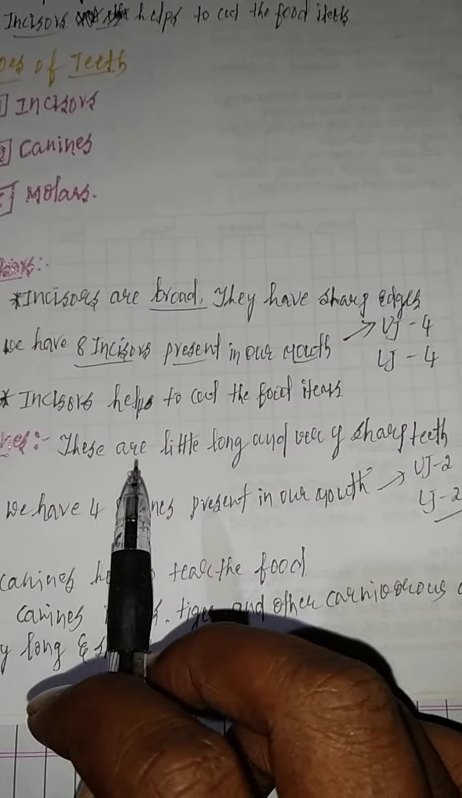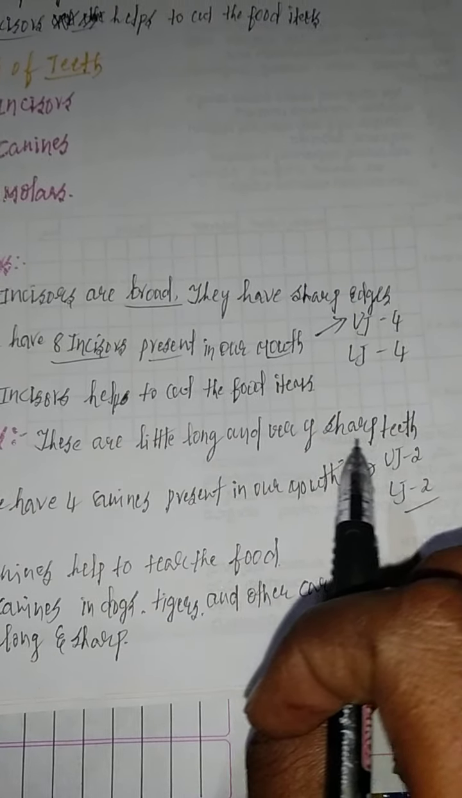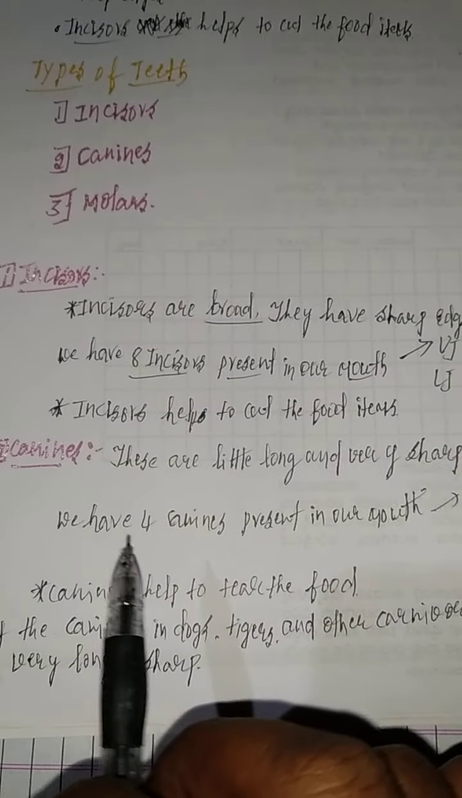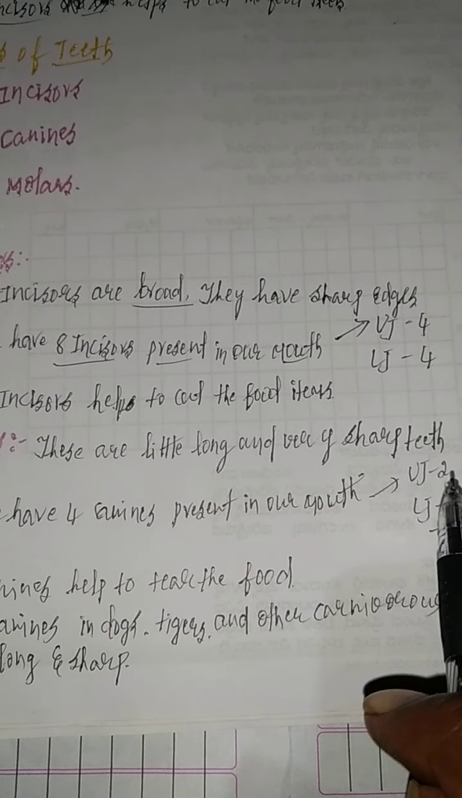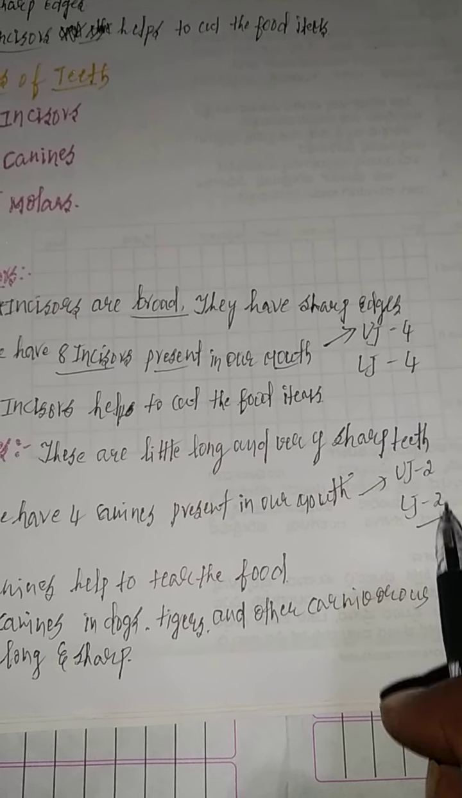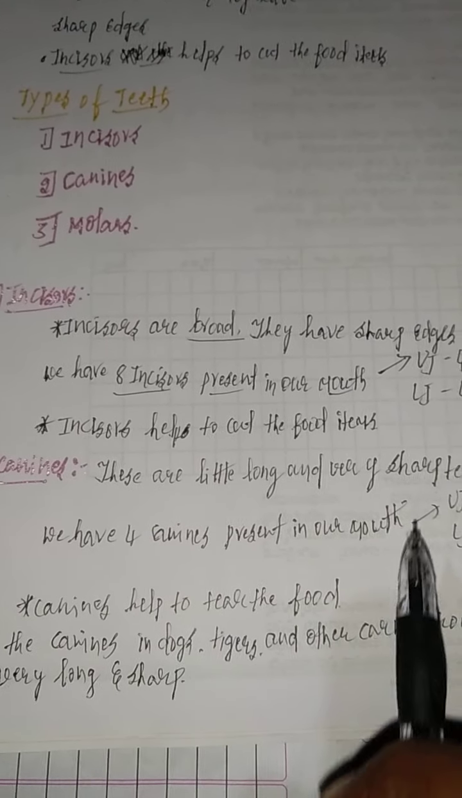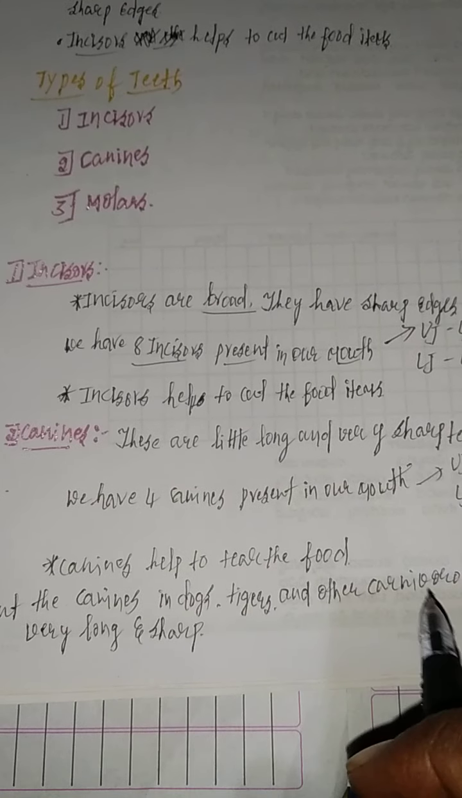Next, canines. Canines are little long and very sharp teeth. We have 4 canines in our mouth: 2 in the upper jaw and 2 in the lower jaw. Canines help to tear the food.